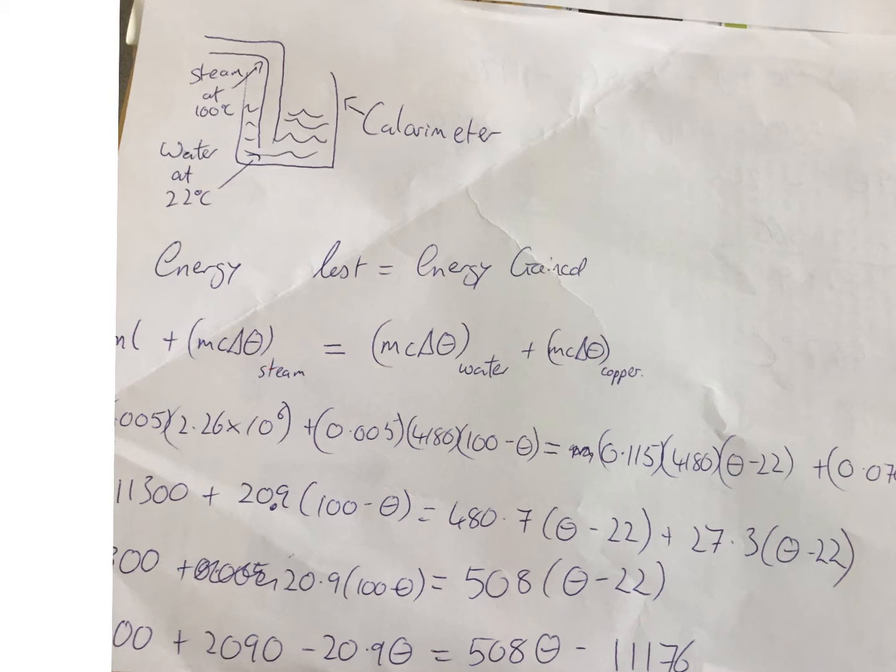On the right hand side, we're going to have the things that gain energy. So that will be the water as it heats up. So we have the specific heat capacity of water formula. And the copper as it heats up, so we have the specific heat capacity of copper formula.